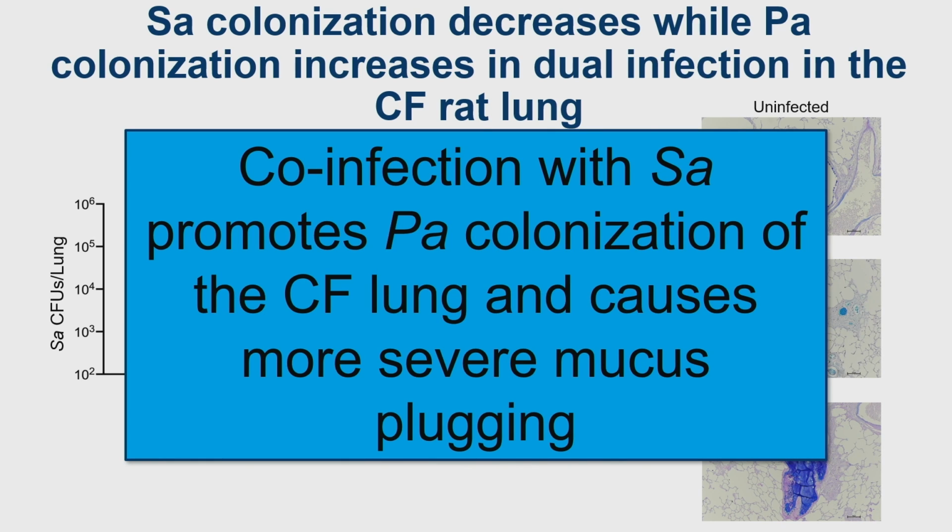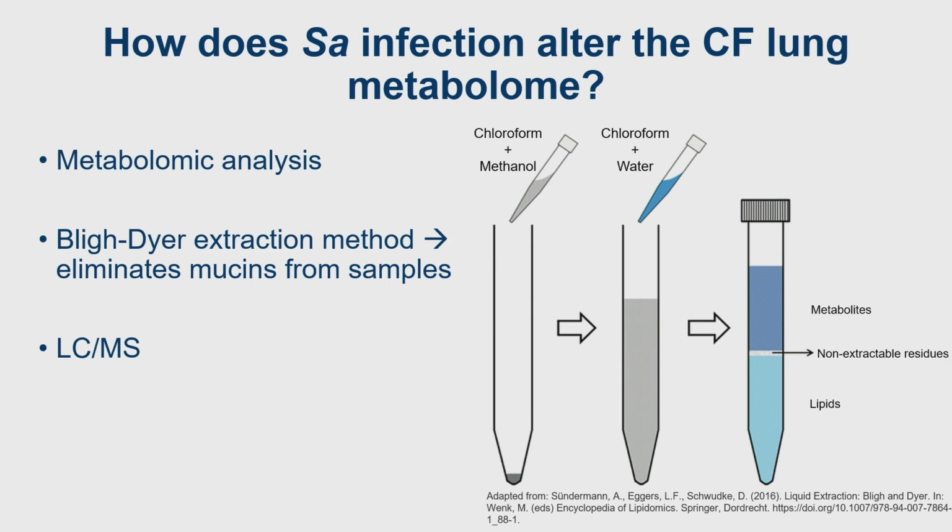So this is leading us to believe that co-infection with staph is promoting Pseudomonas colonization somehow, likely through priming the environment to make it more suitable for Pseudomonas. To investigate this, we used metabolomic analysis, and we chose this method because we believe that staph is likely altering the nutrient environment in the lung.